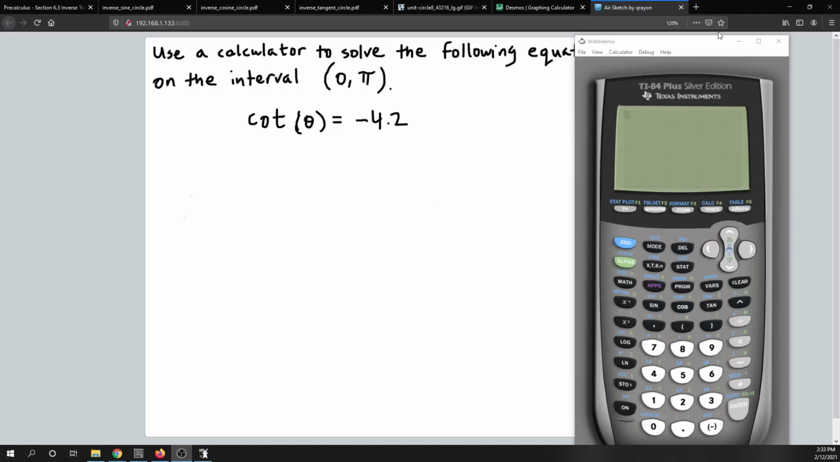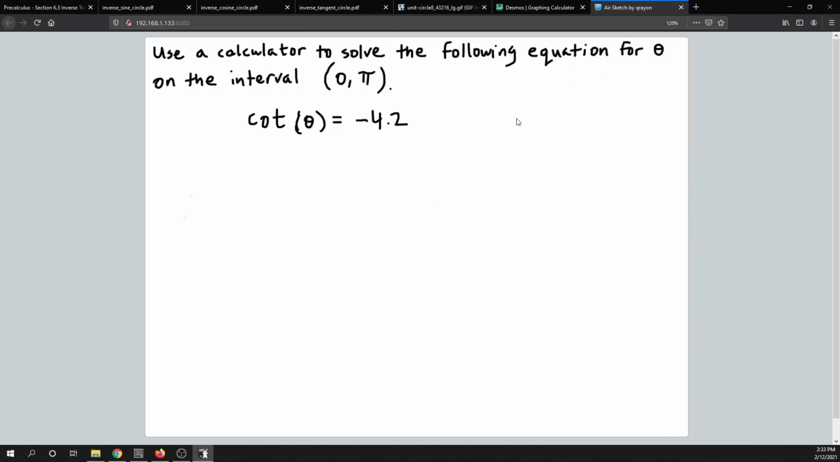All right, in this video, we are going to talk about the following example. It says use a calculator to solve the following equation for theta on the interval from 0 to pi. All right, and it's cotangent of theta equals minus 4.2. So just like the other examples in this section, we are going to use one of the inverse trigonometric functions that we talked about to solve this.